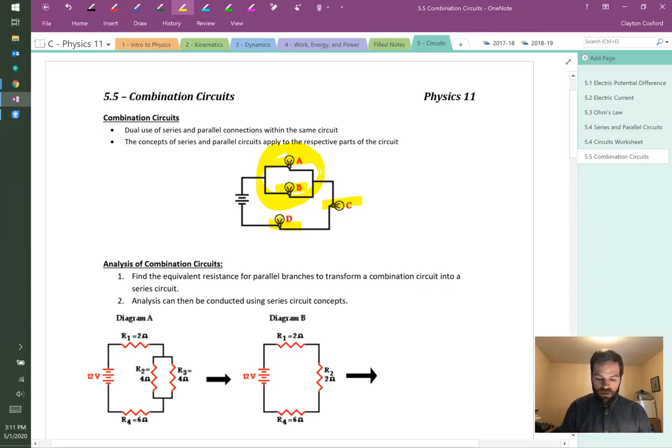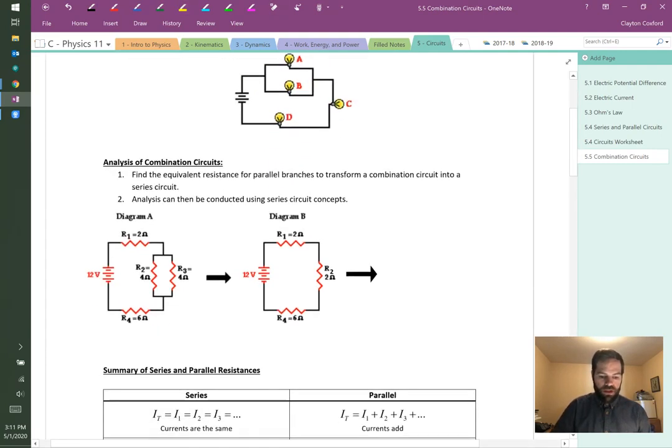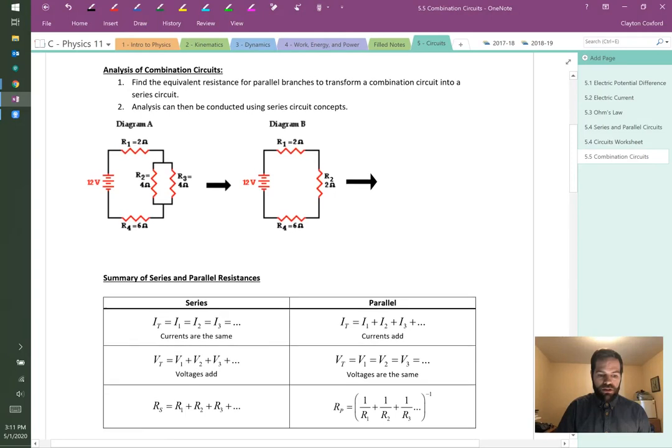So how do we analyze these combined circuits? Well, let's take a look. The first thing that we are going to need to do is to find the equivalent resistance for any parallel branches within the circuit, so that we can transform the combination circuit into a series circuit, or at least an equivalent circuit that is a series circuit. And then once we have a series circuit, we can do a circuit analysis like we are just analyzing a simple series circuit.